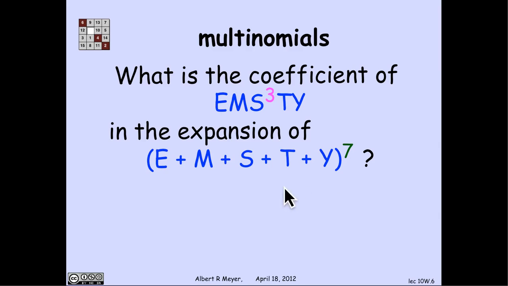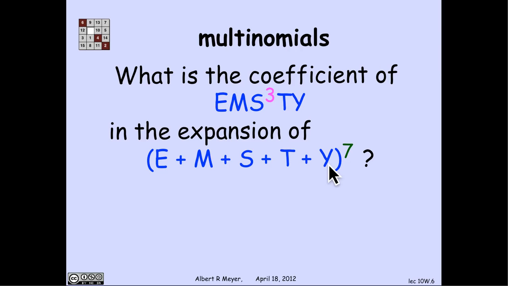So let's look at expanding a quintomial, a sum of 5 things, E, M, S, T, and Y, and I raise that to the 7th power. So that means in these products of 7 of these terms, I'm looking at words of length 7 whose components are the letters E, M, S, T, and Y. And if I multiplied this out applying the distributive law, I would wind up with 5 to the 7th terms, each of them consisting of a permutation of the letters E, M, S, T, and Y.